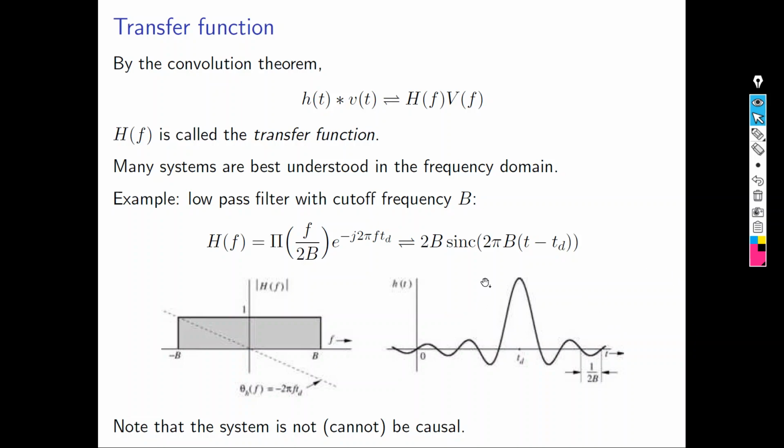But when you go to the time domain, it becomes 2B sinc(2πB(t - td)), which looks like this. How can you understand? It's not straightforward to see from this figure that it blocks the signal after B. But in the frequency domain it's very easy to understand. That's why we sometimes move to the frequency domain, to understand how things work and to make calculation and understanding easier.